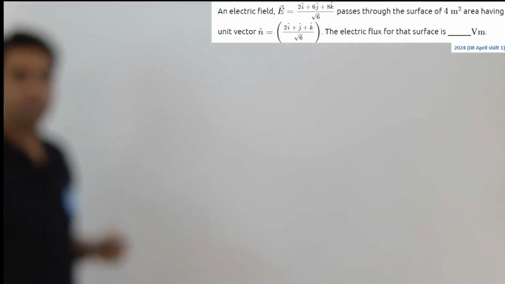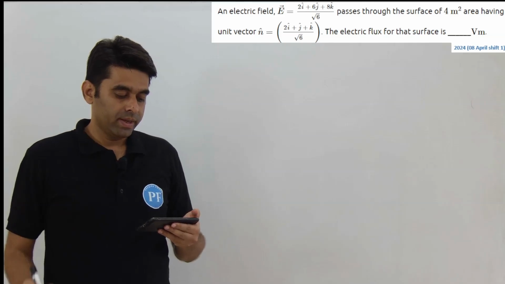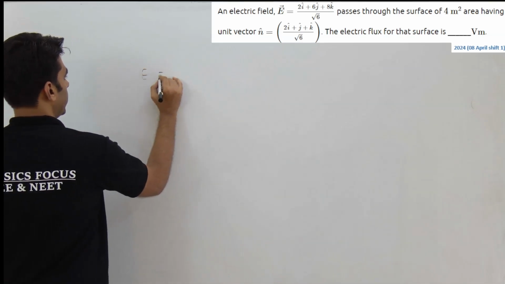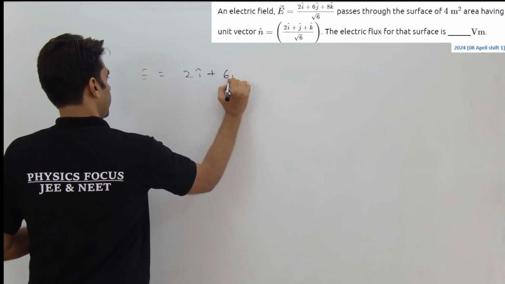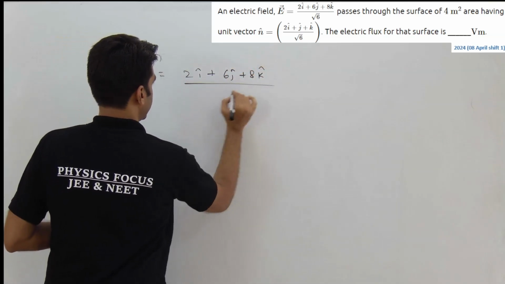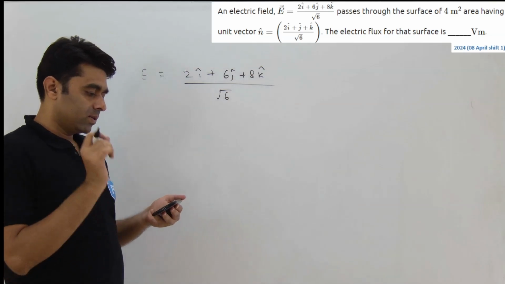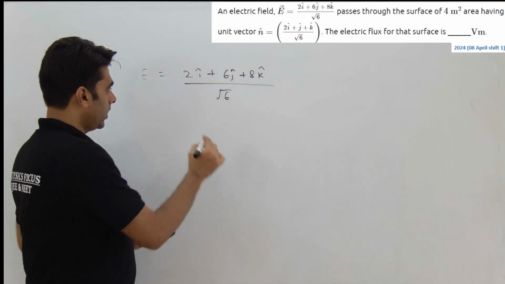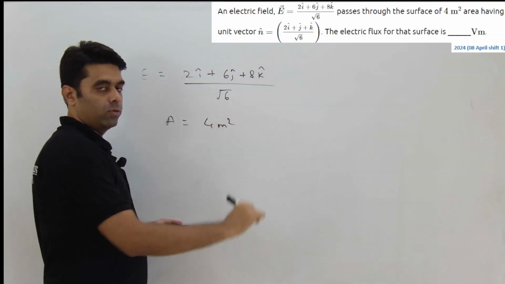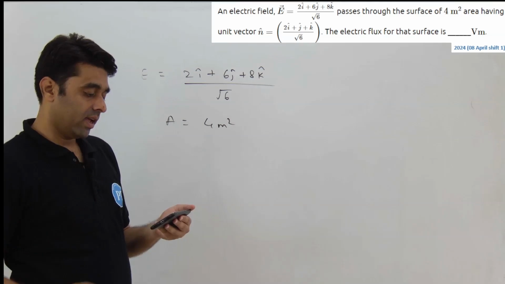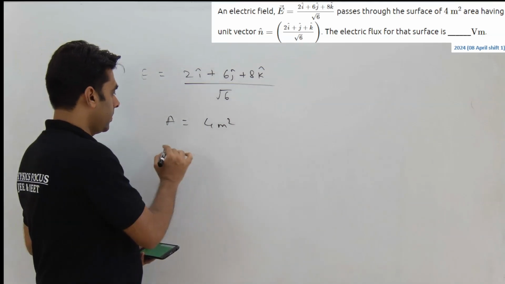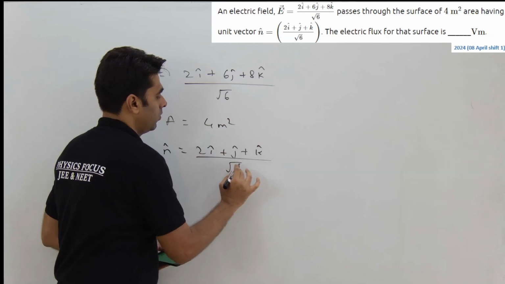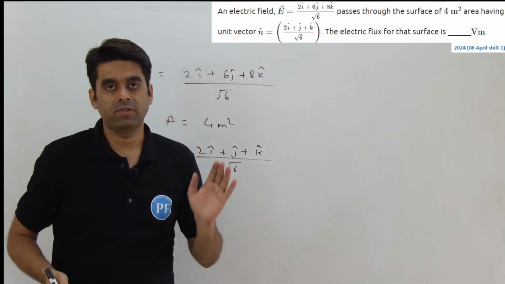The question says an electric field E equals 2I cap plus 6J cap plus 8K cap by root 6 passes through a surface of 4 meter square area, having unit vector n cap equals 2I cap plus J cap plus K cap by root 6. The electric flux for that surface is dash voltmeter.